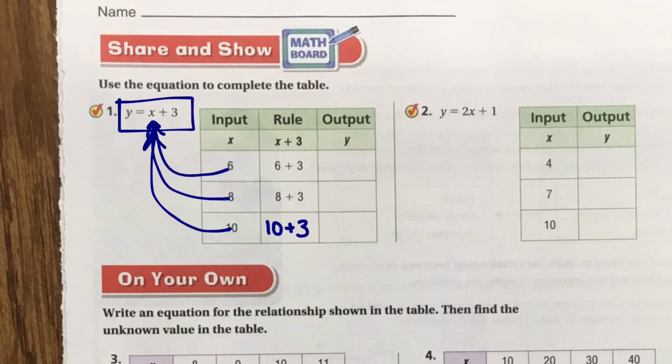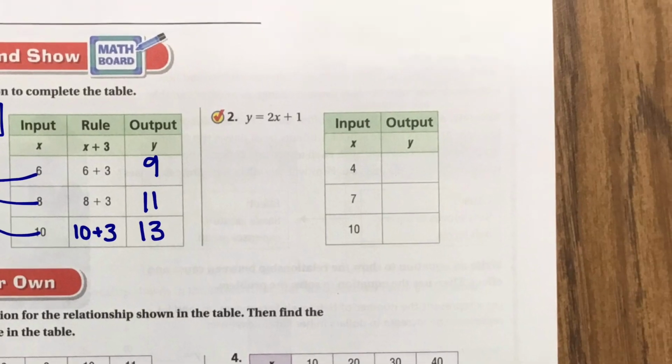Now I can find my output. So what's 6 plus 3? 9. What's 8 plus 3? And what's 10 plus 3? Easy peasy. Okay. I would like you to do this next one with your partner. Input, then get your output.